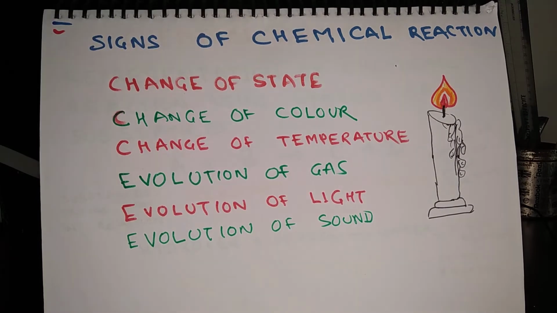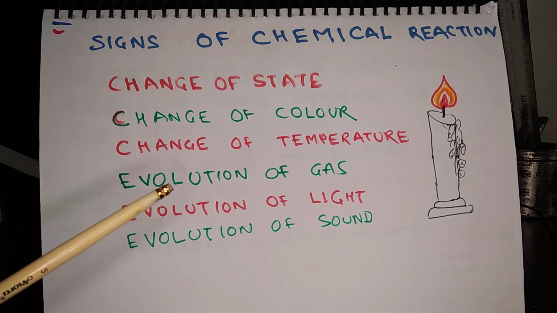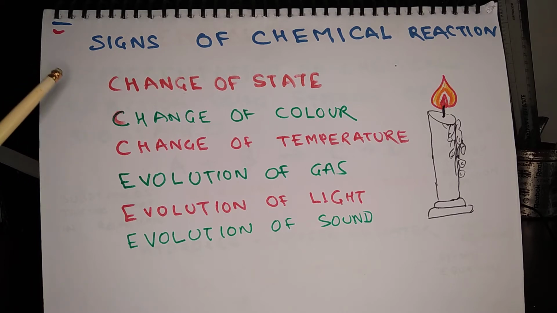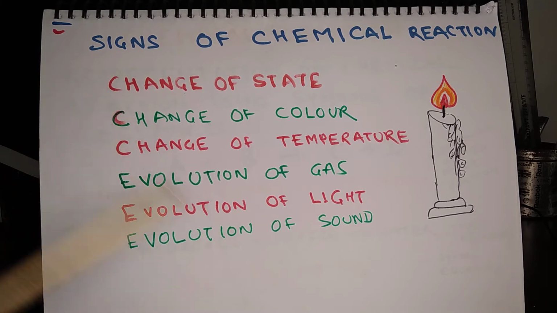How do we know that a chemical reaction has taken place? So we look for certain signs or symptoms. So here are some symptoms. This is not an exclusive list. There can be more signs also. So there can be a change in a state of the substance. So a solid can change into liquid, a liquid can change into gas, and vice versa can also happen.